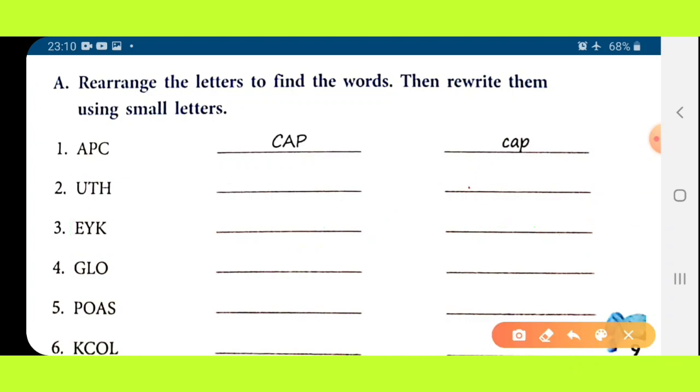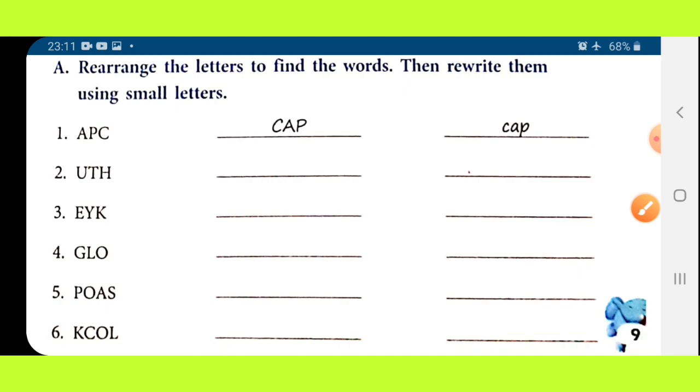Very good. Then the next one, GLO. Yes, make the word fast. Yes, let's see who will make it first. This word, GLO. What will be the new word? Very good. LOG. LOG, log. Or in small letters, we will write like this, log.